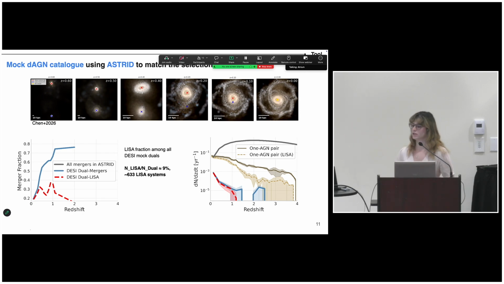So on the left, we see this merger fraction, and we see that for DESI dual mergers, this blue one increases as we go to higher redshifts, and we find that at redshift 1, we already have around 60 to 70%, while DESI dual LISA actually goes lower as we go to high redshift because of the limitation of the observations, that we cannot find the low mass ones at high redshift, and they are outside of the LISA band. And then on the right, we actually show the rates of duals and also offset or 1 AGN pairs, and how that changes across redshift.